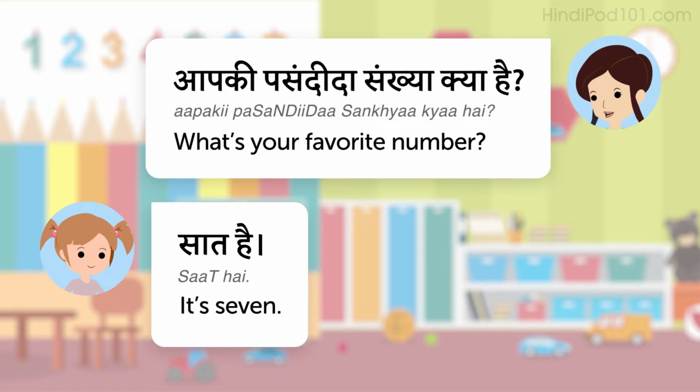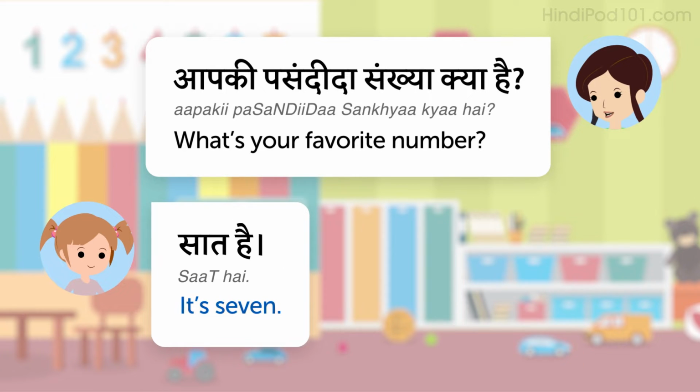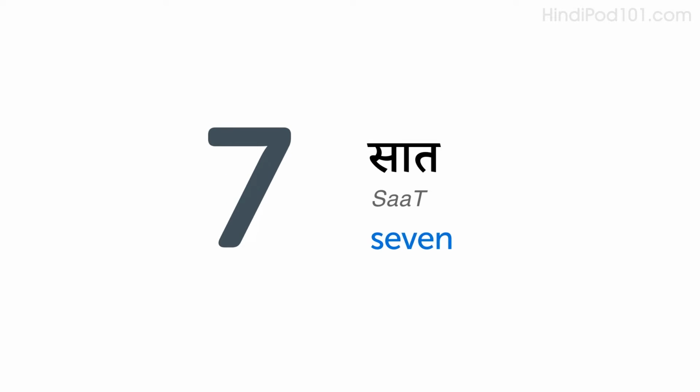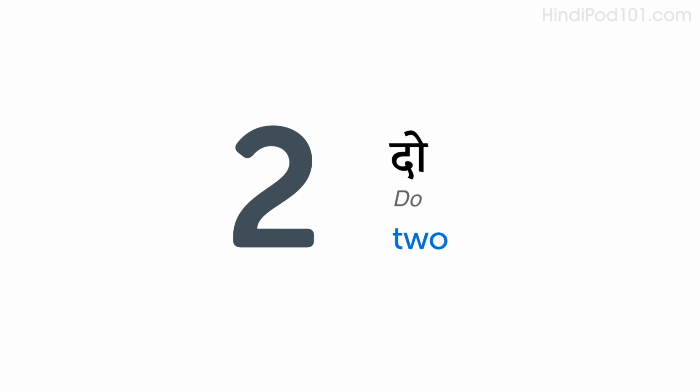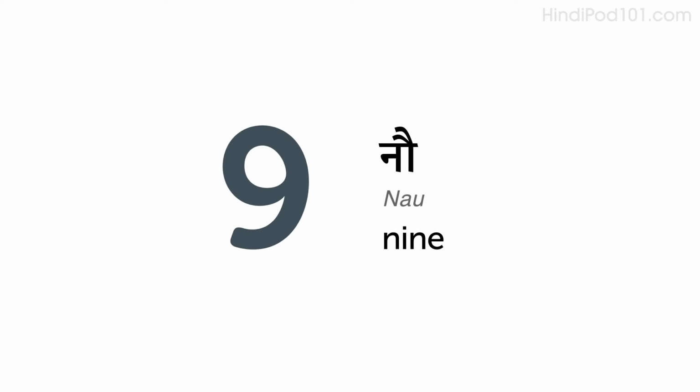Now, how do you answer this question? The pattern is, number है. This Hindi sentence literally translates into, number is, but it means it's number in English. For example, it's 7. 7 है. Here are a few more numbers you can use with the same pattern. 7, 2, 4, 9.